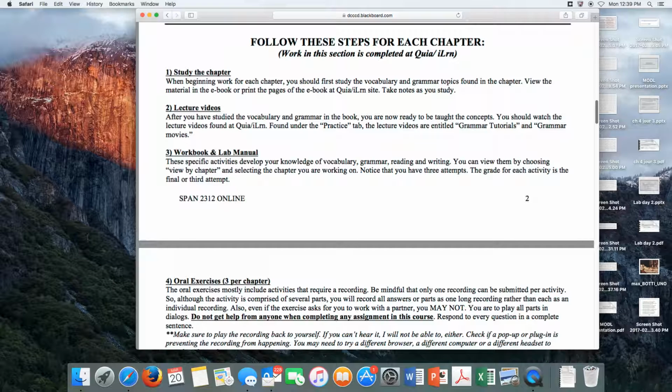So in order for you to do the work for every chapter, you need to first study the chapter, watch the lecture videos that are available, and here I tell you how to access them from that Kia website that you will be logged into today or tomorrow. And then number 3, you will work on the manual, on the exercises. This would be your daily routine.